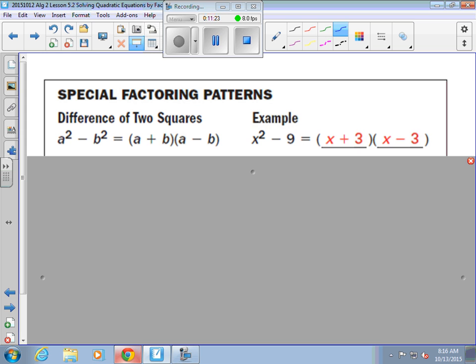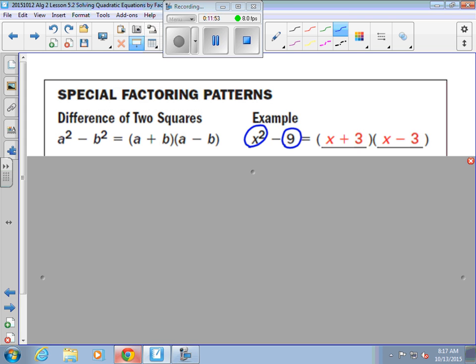When you're talking about the difference of two perfect squares, or just a lot of times I'll say perfect squares. Right here it just says the difference of two squares. It's just going to be a plus b times a minus b. So right here, x squared is a perfect square. You can multiply x times x to get that. You could take the square root of that. It's just x. And 9, you could take the square root of that. It's just 3.